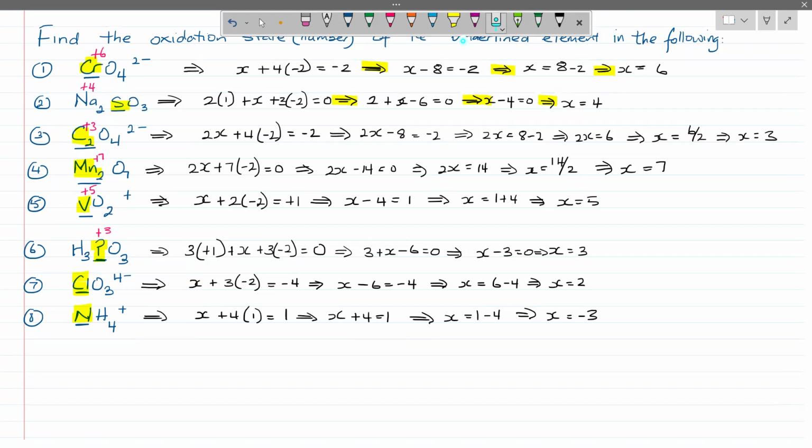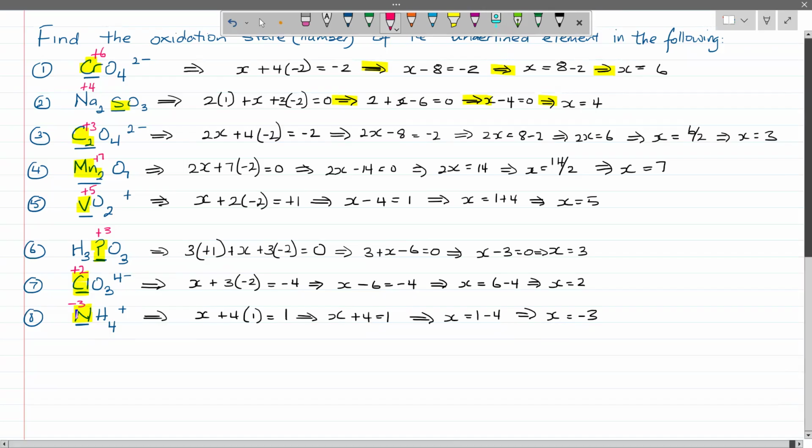ClO3, 4 minus. The overall charge on the ion is -4, so you're setting it equal to that. Oxygen we know to be -2, but there's 3 of them. We're working out that. Again, -6. We move that across. You get 6 minus 4. X is equal to +2. So the chlorine has a +2 charge. This last one, the overall charge on the ion is a +1. For plus by itself, that's 1. 4 H's, so that's 4 by 1. Give us 4. Carry that across, you get 1 minus 4. X will be equal to -3. So the N has a -3 charge. All right?